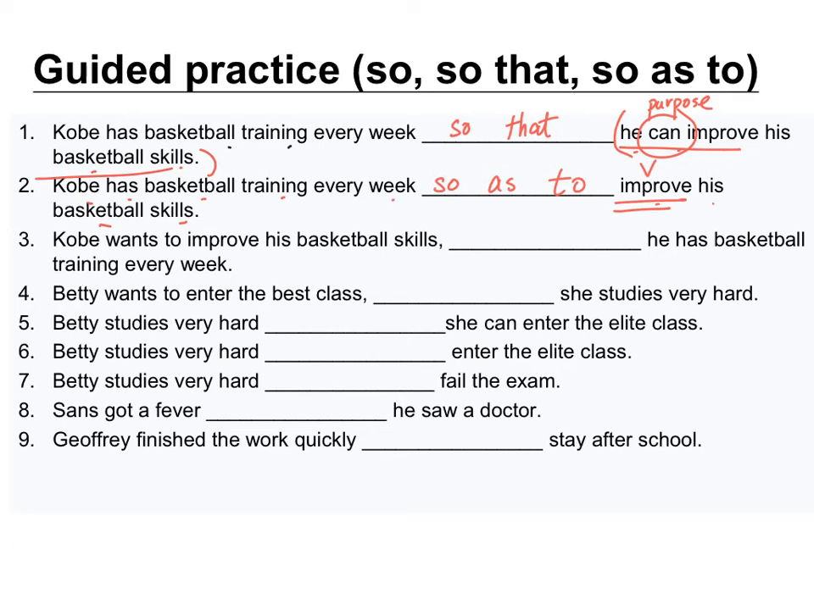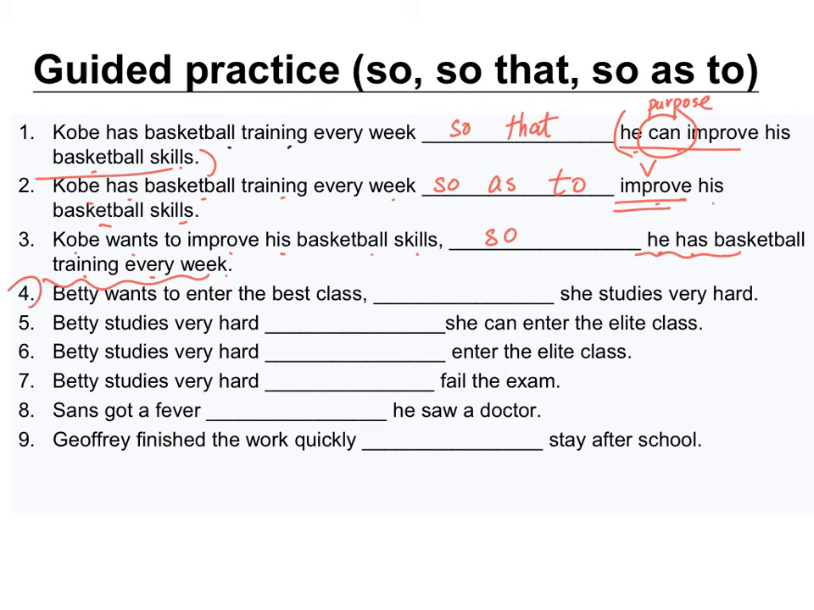Number 3. Kobe wants to improve his basketball skills. He has basketball training every week. This part is the result of Kobe wanting to improve his basketball skill. Therefore, we use so here.